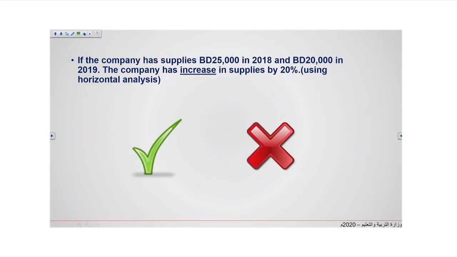Okay, let's see this question. If the company has supplies of 25,000 in 2018 and 20,000 in 2019. 2018 is the old year, so it is the base year. 2019 is the current year, the new year, so it's the current year. The company has increased the supply by 20%. Is it true or false?